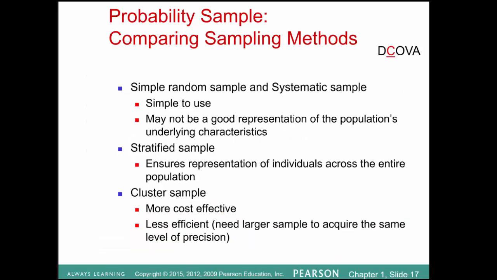Comparing sampling methods: simple random sample and systematic sample are simple to use, however, they may not be a good representation of the population's underlying characteristics. Stratified sample ensures representation of individuals across the entire population. Clustered sample is more cost-effective, but less efficient than the stratified sample.